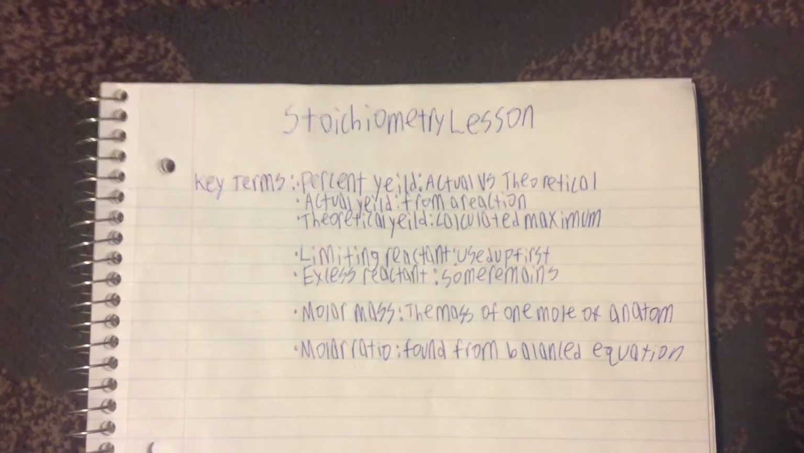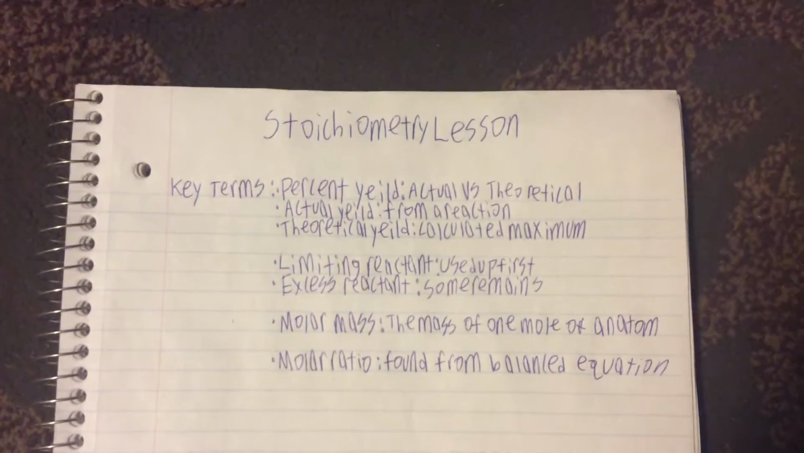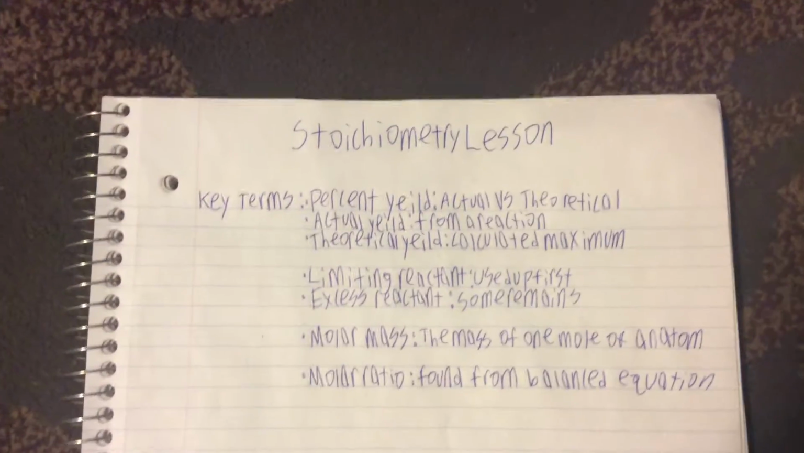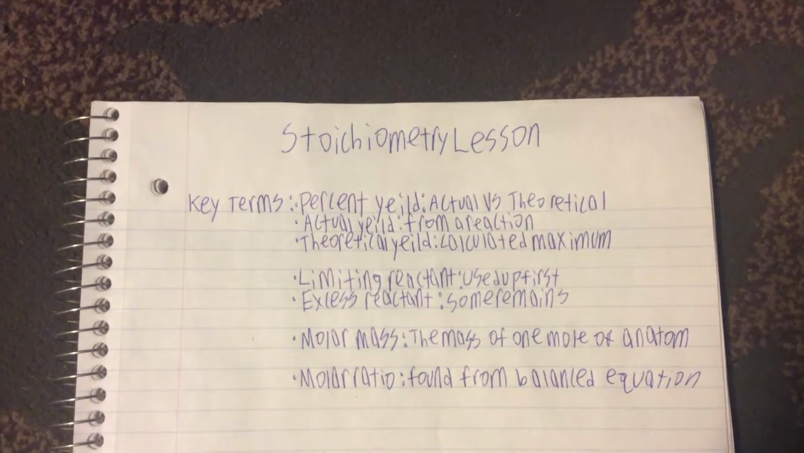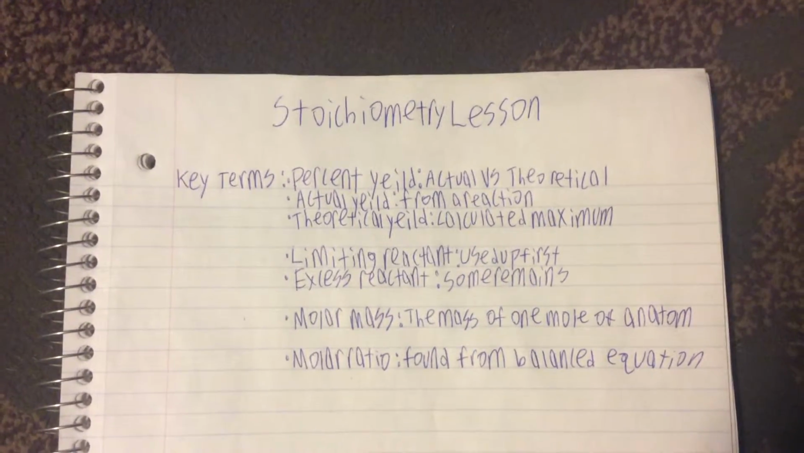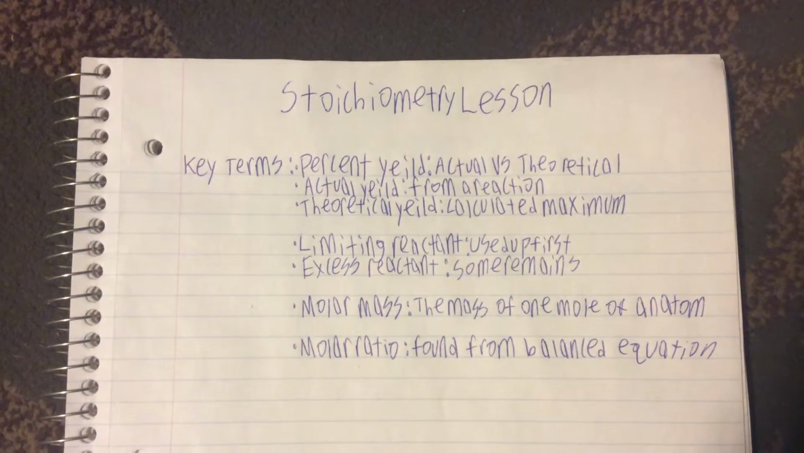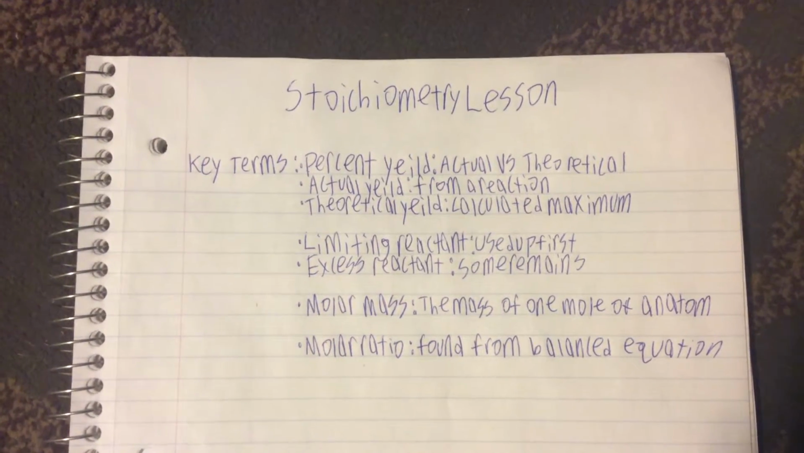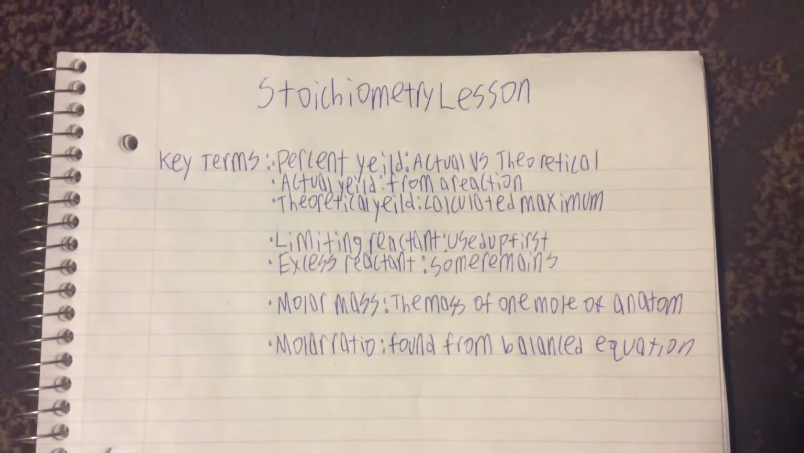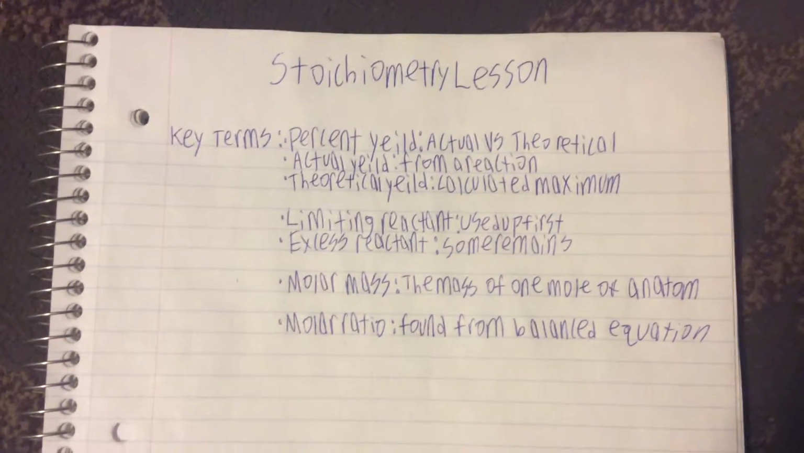So, first off, stoichiometry is used to find the yield of certain reactions. Some key terms we're going to need to know are the percent yield, the actual yield, and the theoretical yield. The actual yield can only be determined from a reaction in the lab. The theoretical yield can only be determined from a balanced chemical equation. The percent yield is the actual yield divided by the theoretical yield, and it shows you how effective your chemical reaction was.